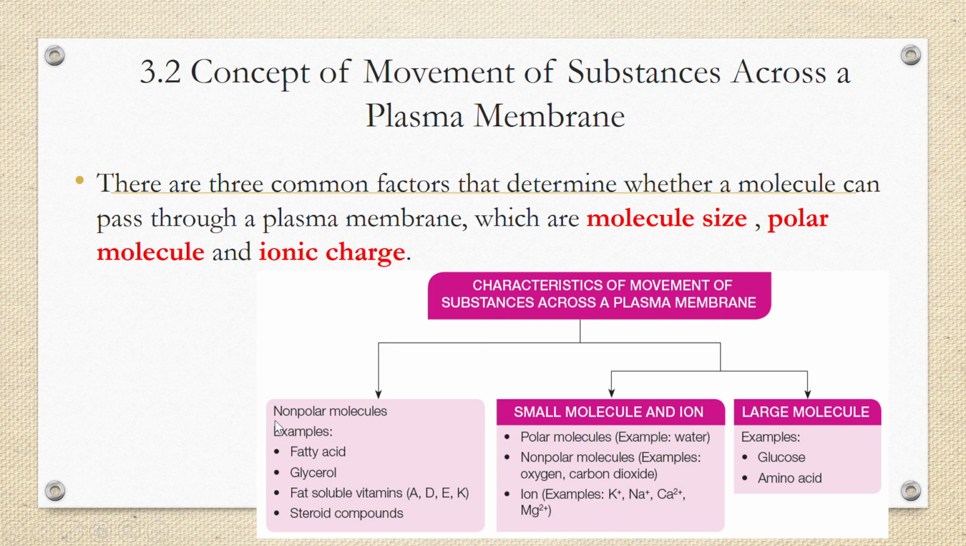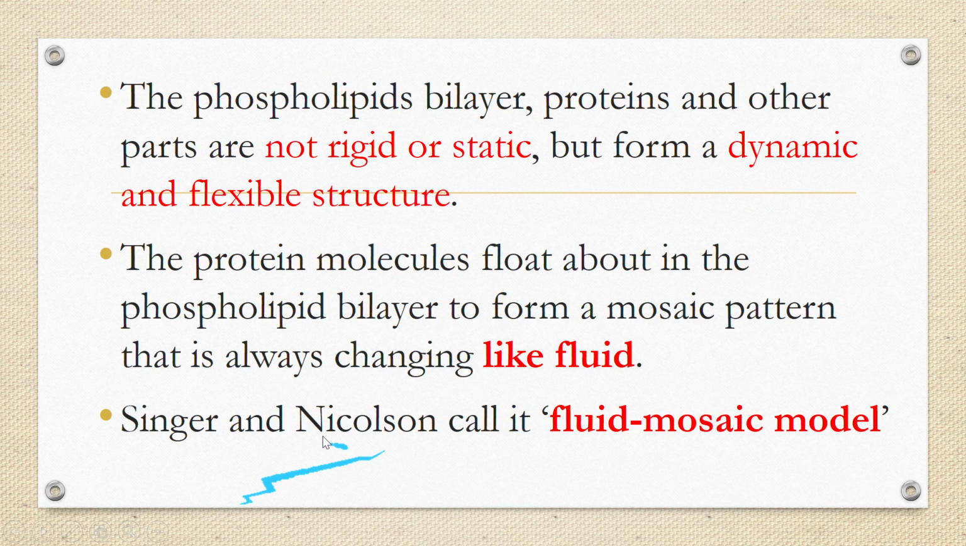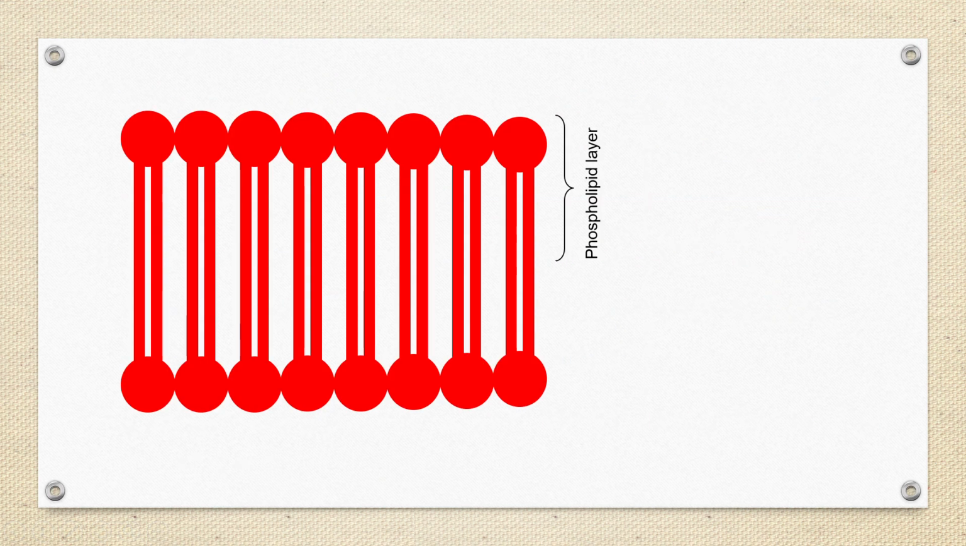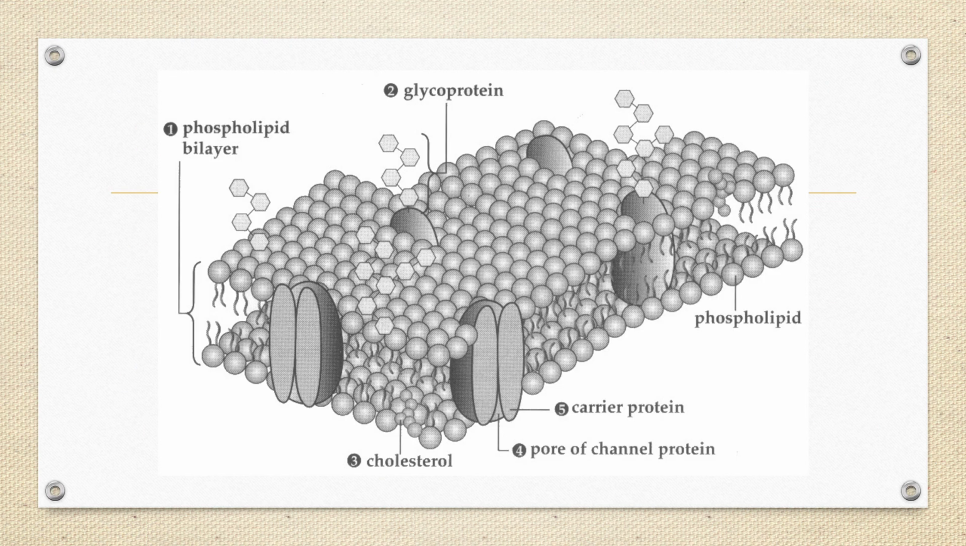How about the non-polar molecules such as fatty acids, glycerols, fat-soluble vitamins or steroid compounds? Since they are fat-soluble, they can just diffuse across the phospholipid bilayer. How about those ions? Okay, we go to see this. There is also this cholesterol structure. Now what is the function of cholesterol?